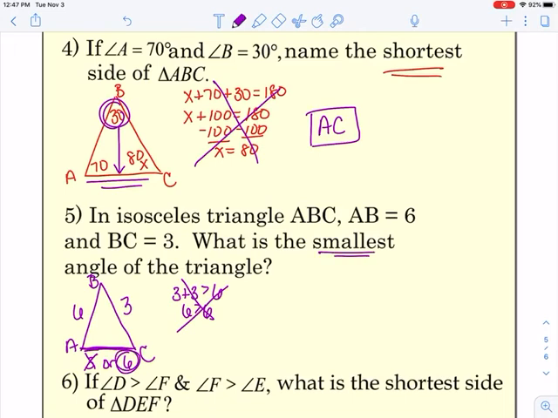So if I want the smallest angle, that's going to be opposite the smallest side. So my smallest side here is the one that's 3, and the angle directly opposite that is going to be angle A.